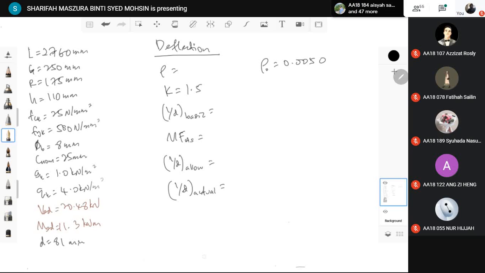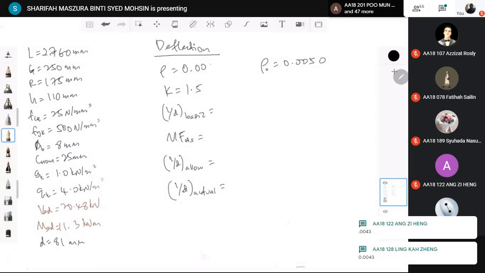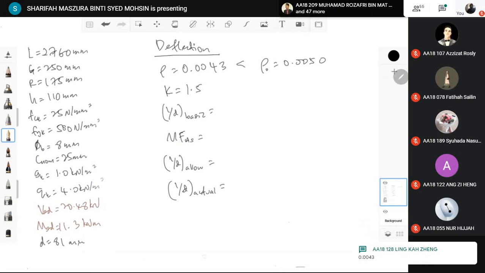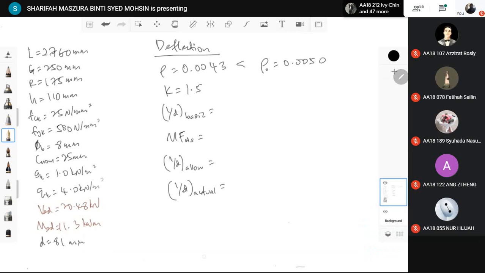So rho, As required divided by b times d, what do you get? 0.003, which is lower than rho naught. Okay. We use the first equation. K, because we have moment at both support, so our K is 1.5. Calculate L over D basic.